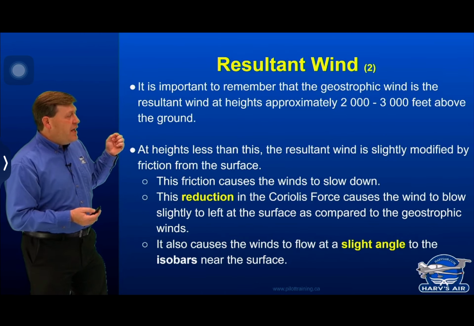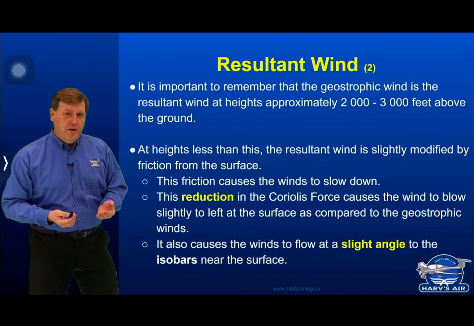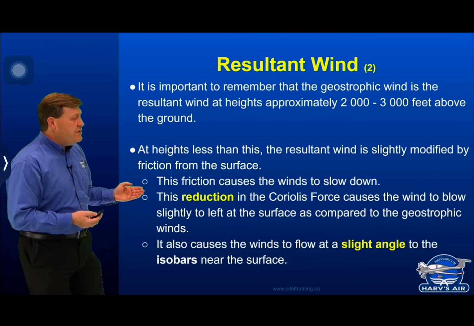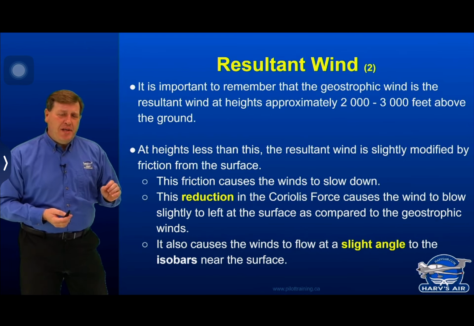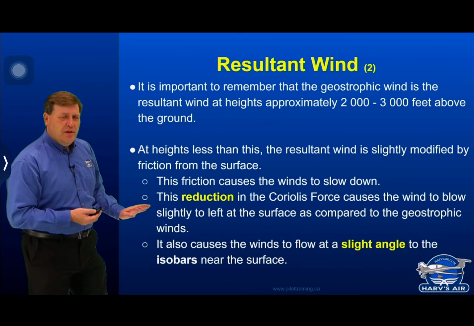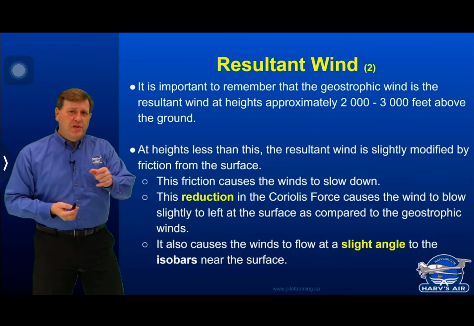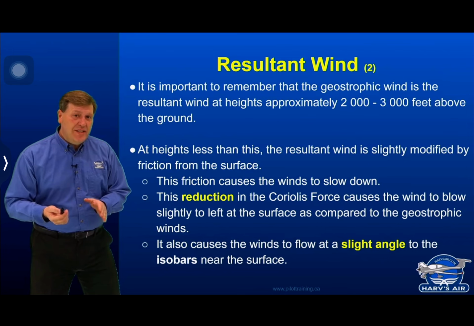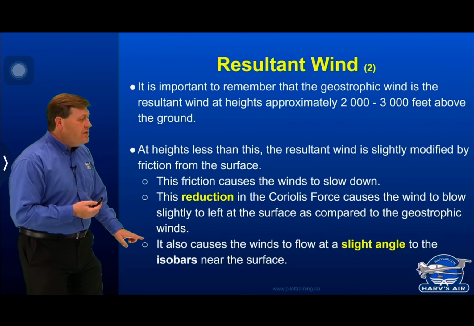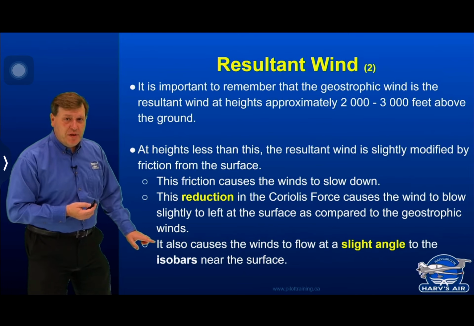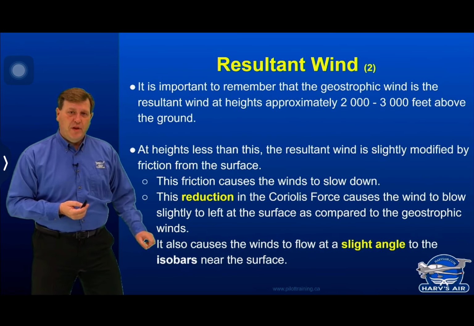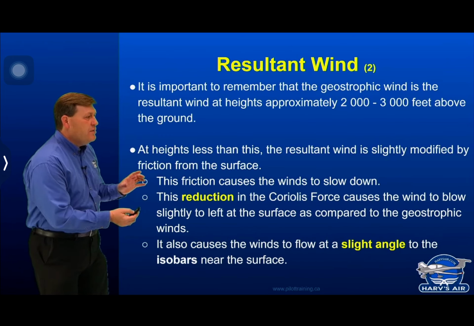The resultant wind at that height, the geostrophic wind, as those winds get closer and closer to the surface, friction starts to cause the winds to slow down. As we slow those winds down, the Coriolis force will have less of an effect on them. They won't get bent to the right as much. Remember the GFA and how we had those winds at a slight angle to the isobars? Right here, we've got that statement. The reduction in the Coriolis force as we approach the surface and friction becomes apparent will cause the winds to flow at a slight angle to the isobars near the surface. Okay, keep that in mind. We're going to come back to this in just a little bit.